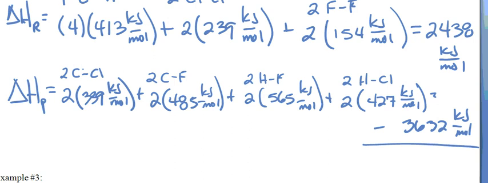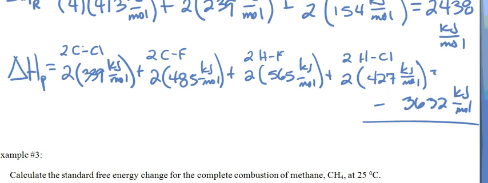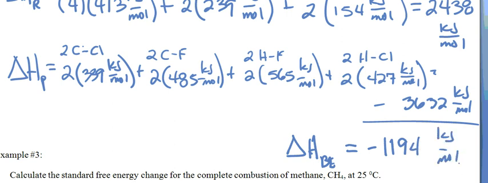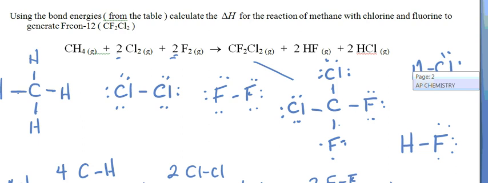So we should get a negative value here, looks like. So I'm going to change that to a negative answer and then add it to 2438. So my delta H value, my bond energies for this reaction is a negative 1,194 kilojoules per mole. Okay, I'm going to be honest with you. This is not a very difficult task or a very difficult procedure, but it is tedious. I will give you that.